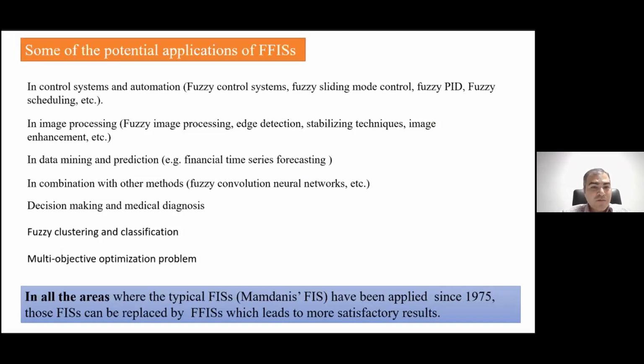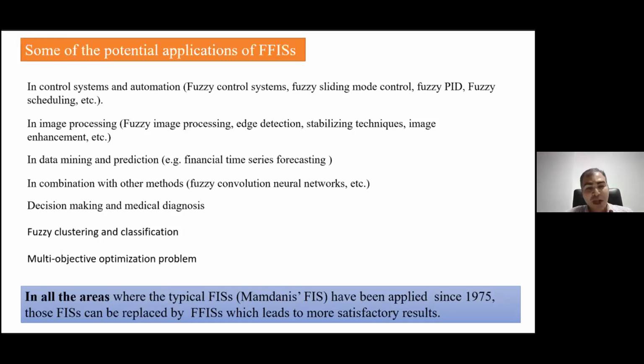And we can use FFIS in image processing. So the cameras in which typical fuzzy inference systems are now employed for stabilizing the video, if they replace the typical fuzzy inference system with the fractional fuzzy inference system, the performance and the quality of their camera will certainly improve.